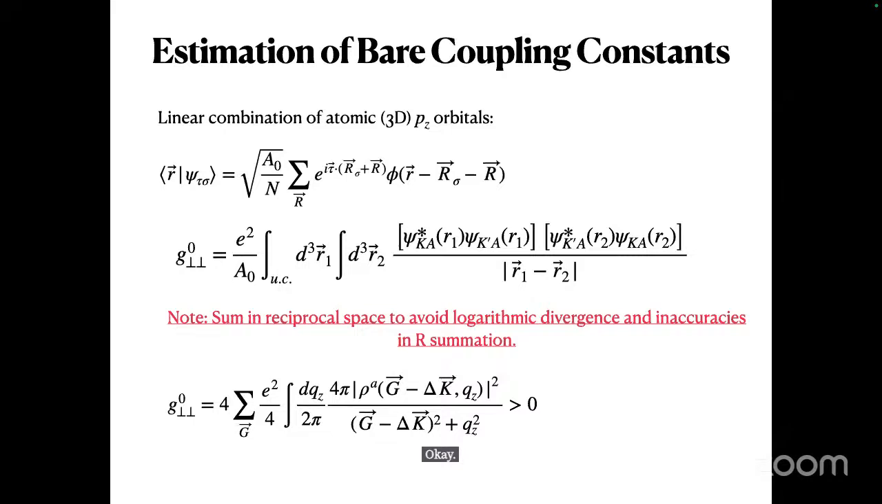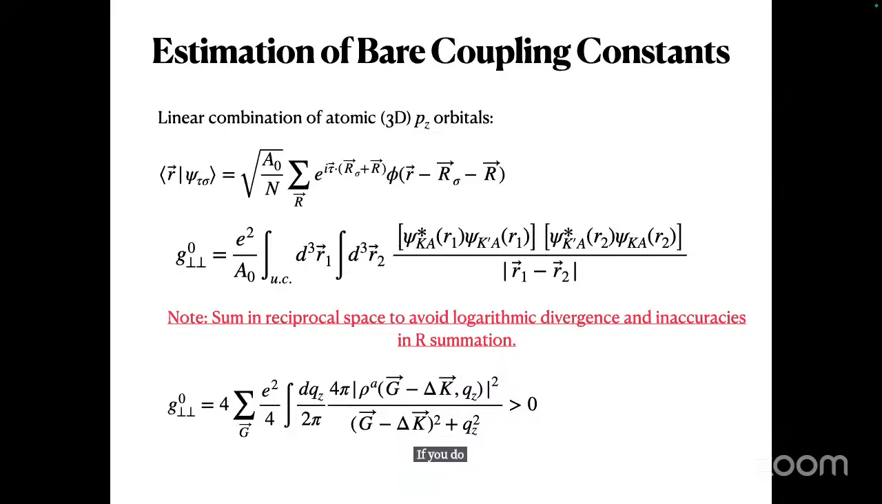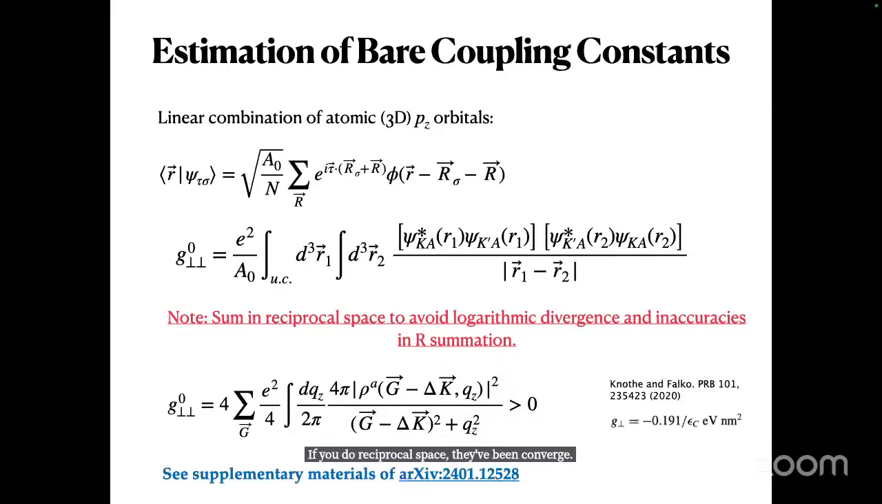However, this thing looks sort of trivial, but there's some detail that's important when you evaluate this. For example, the most important thing is that this thing is 1 over R, so it decays very, very slowly. You shouldn't do it in real space, and you should do it in reciprocal space like this. Okay, if you do reciprocal space, the thing converges. Okay, and it will give you some number.